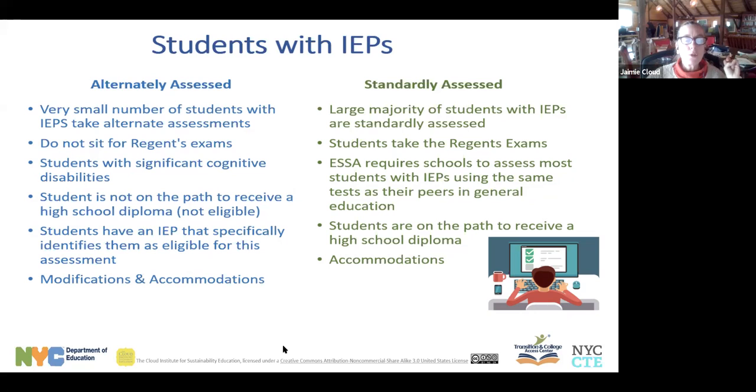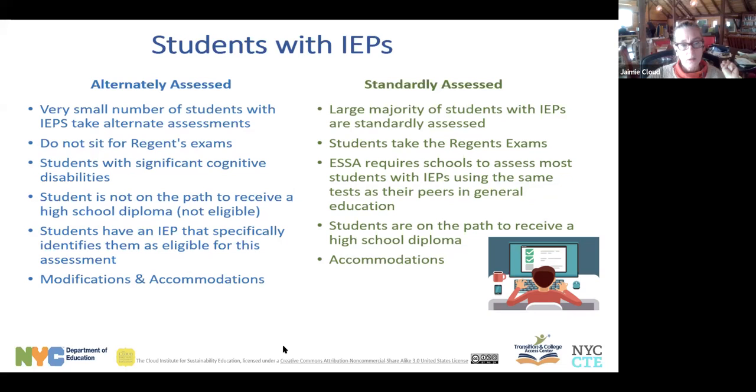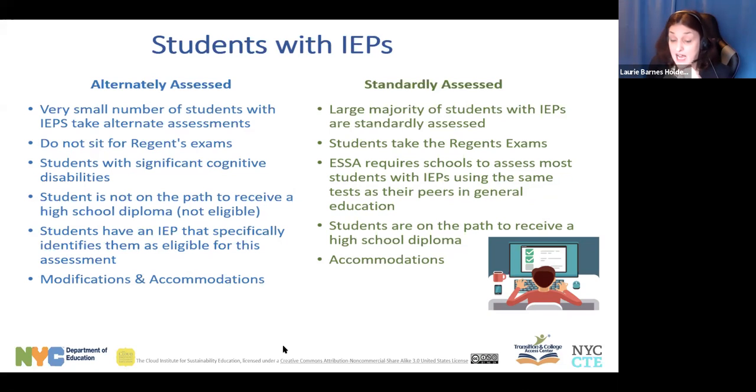And Laurie, how would you tell? How would a teacher know? So it's a good question. So this is on their IEP. Okay. So students who are alternately assessed or standardly assessed, you would find that on the IEP. Another way is that you would talk to the special education teacher, because that's whose responsibility it would be, and there's specific criteria. So again, it would be on their IEP if they are alternately assessed or standardly assessed.